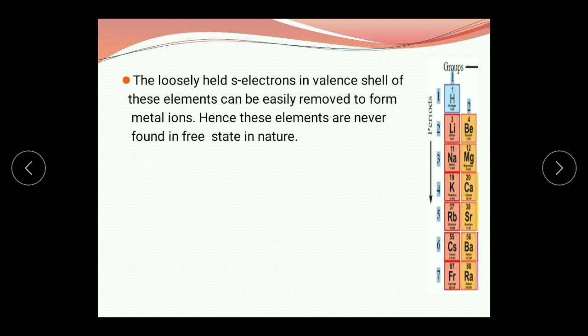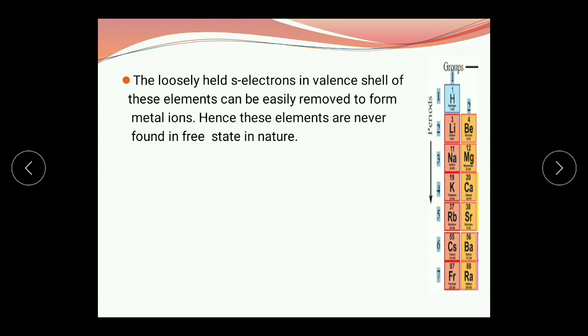Hence, these elements are never found in free state in nature. Do you understand this? Now, these elements are very reactive. Why? Because if you look at the general outer electronic configuration, they have only one electron in the outermost shell.